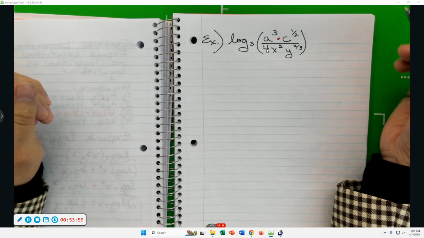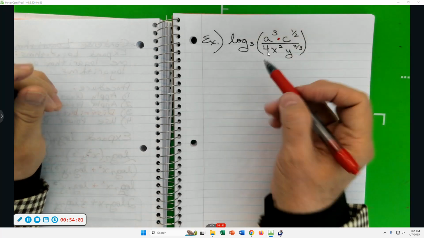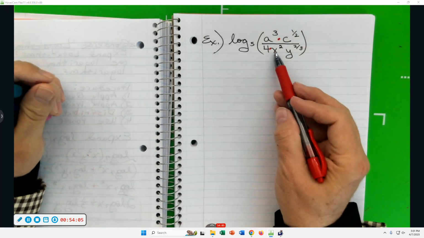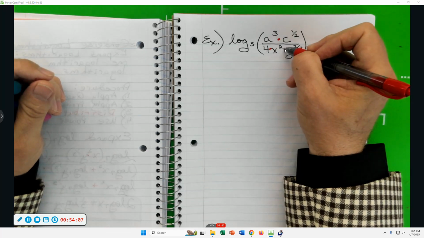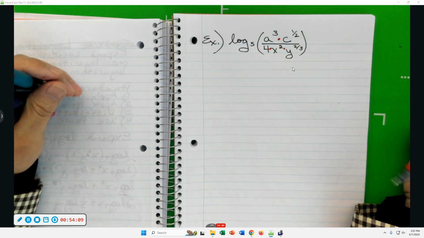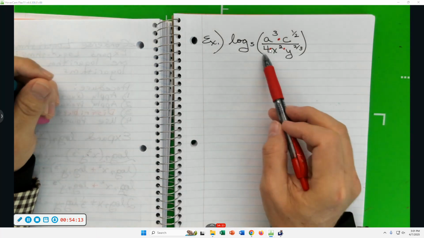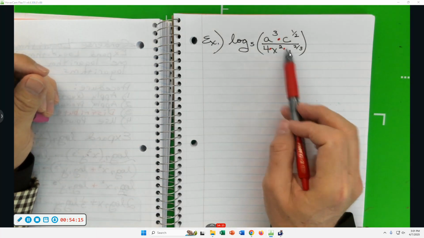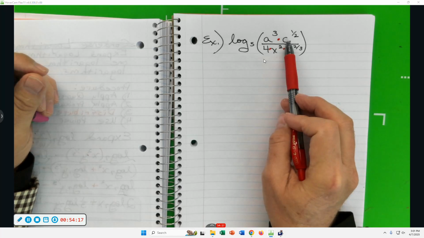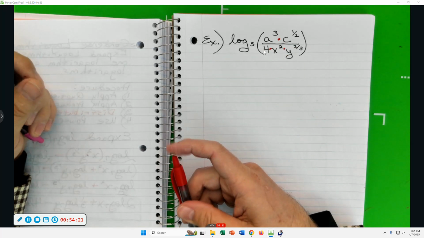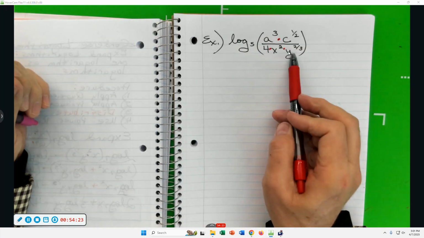Be careful. Don't answer yet. Let me read this out. It says 4 times x squared times y cubed. Y to the 2/3. There are 3 factors on bottom, 2 on top. How many minus signs are we going to have in our answer? 3, because we have 3 factors on the bottom.